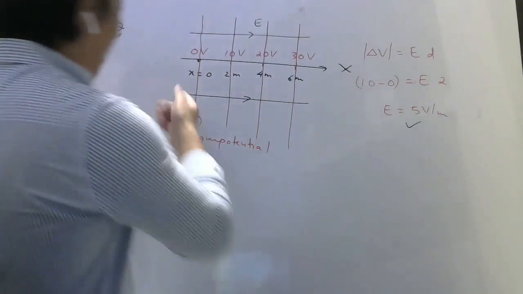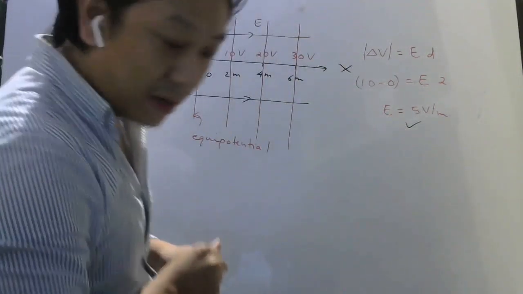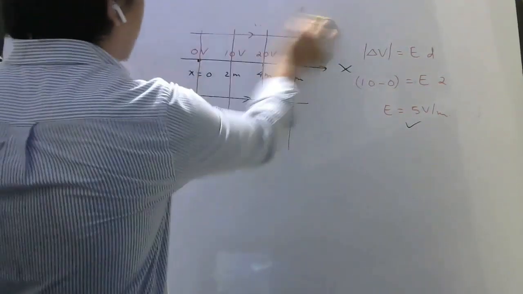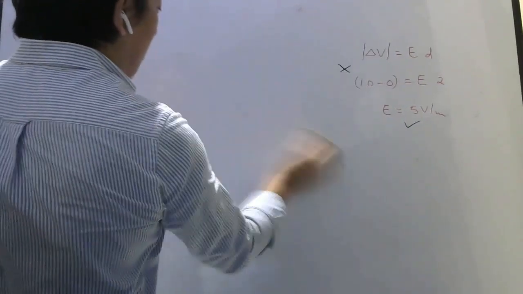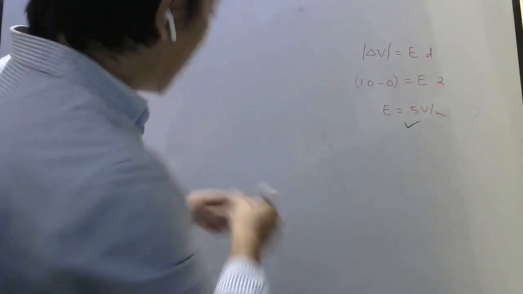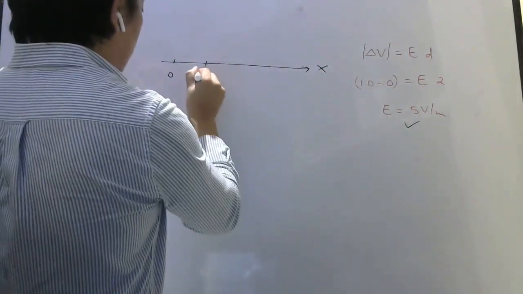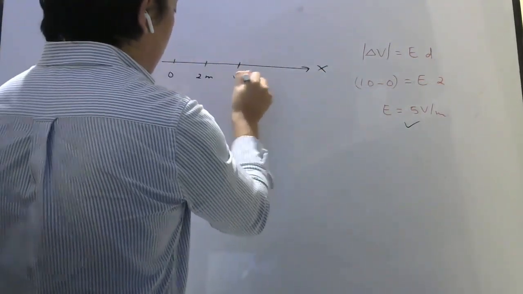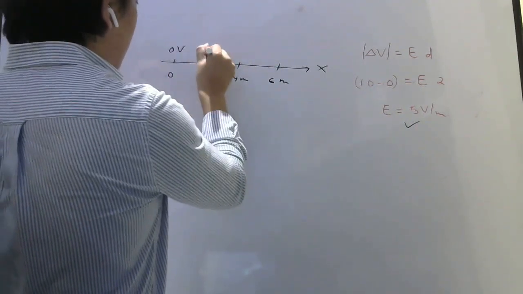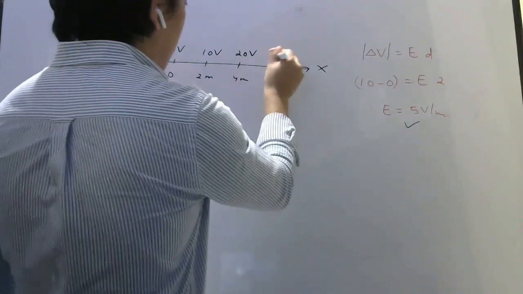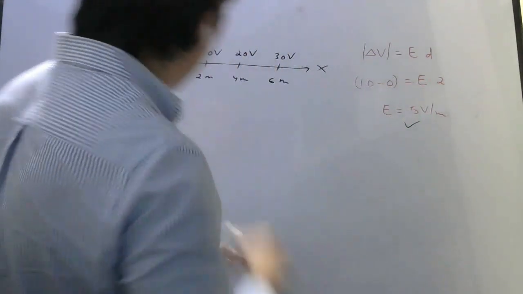However, it is not compulsory that equipotential surfaces should be like this, right? In order for the field to be uniform, if this was the case, then your answer is correct. But suppose it was like this. This is x-axis, this is 0, 2 meter, 4 meter, 6 meter, so on, and this is 0 volt, 10 volt, 20 volt, 30 volt. Let us say your equipotential surfaces are like this.